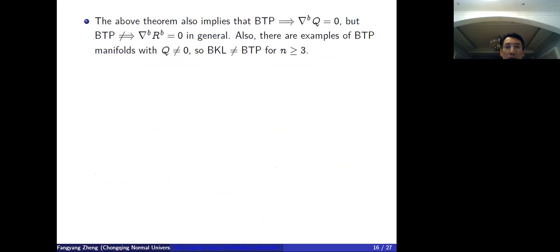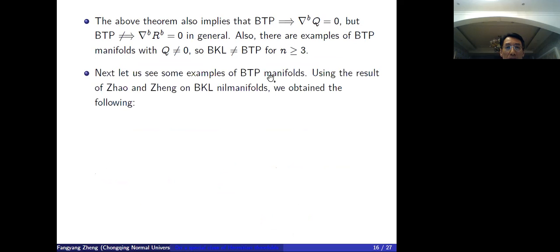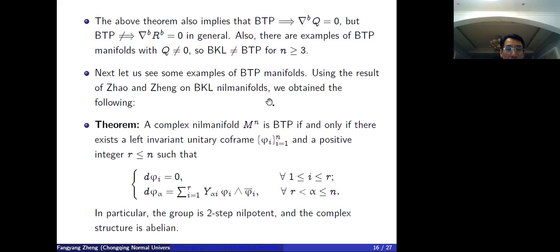Let me give some examples of BTP manifolds that are not BKL. For instance, in the Nilmanifold case, we could also mimic our characterization of BKL to characterize BTP. The characterization is actually much easier to describe. A complex Nilmanifold will be BTP if and only if you can find a unitary coframe, which we call phi, such that the first r forms are closed.